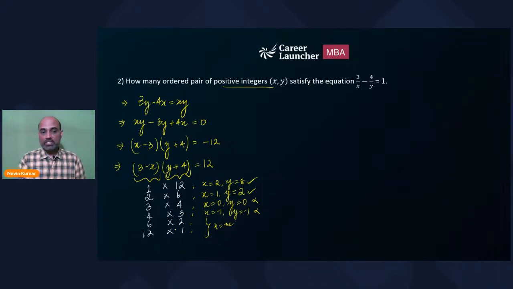If I take minus 12 into minus 1, that is also not permissible because at that time y will be minus 5. You can't take that. So we realize that there are only two ordered pair solutions. Yes, there are two: 1, 8 and 2, 8.